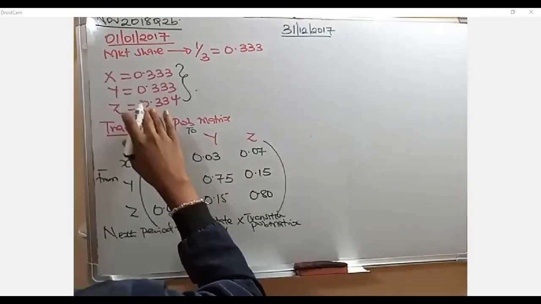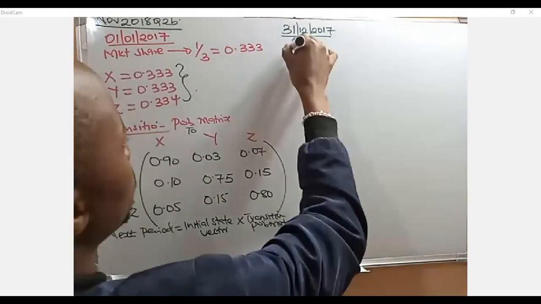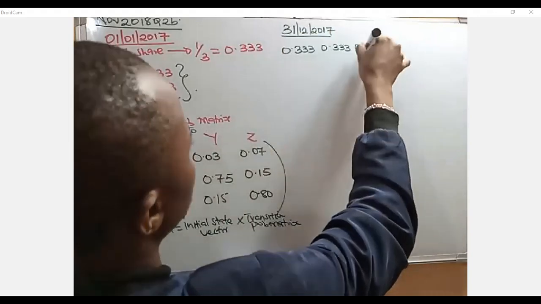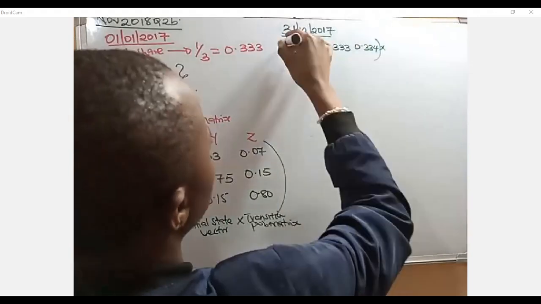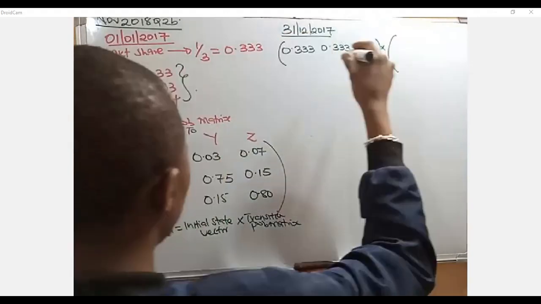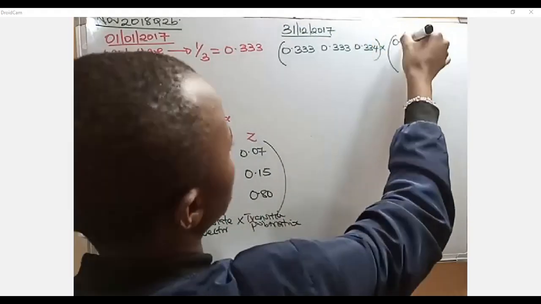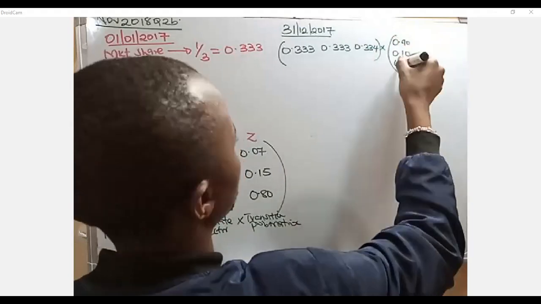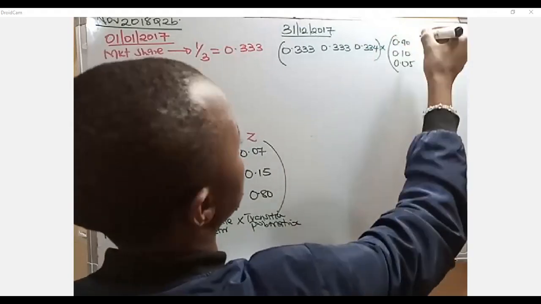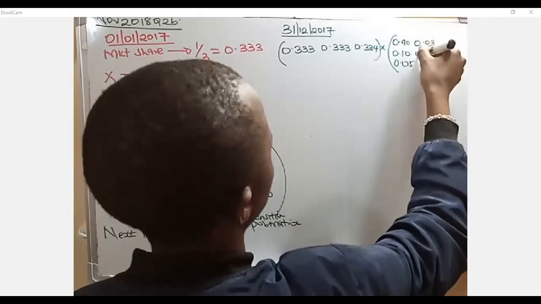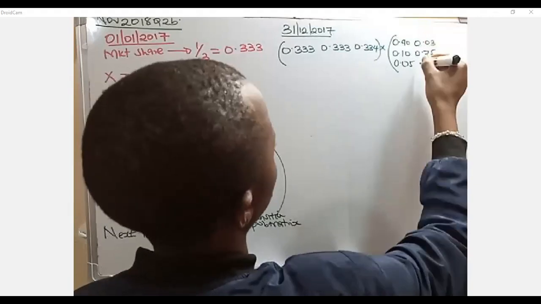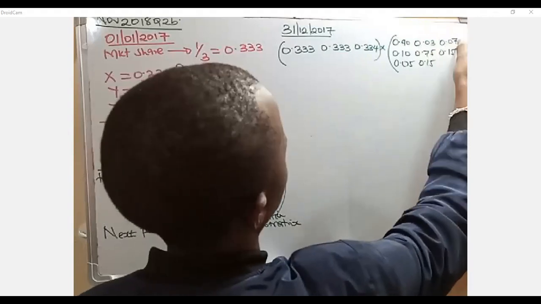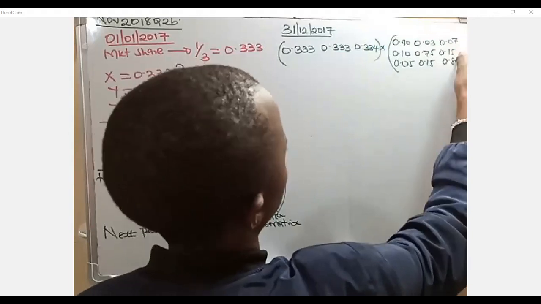Now, in this case, I'm going to be using the data that I have: 0.333, 0.333, 0.334. This one I multiply by our transition probability matrix: 0.90, 0.03, 0.07, then 0.10, 0.75, 0.15, and then 0.05, 0.15, and the last one is 0.80.